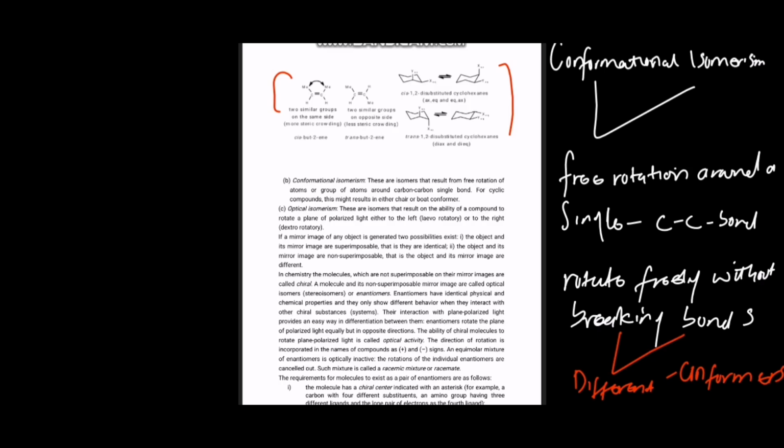Alright, now for the example. Let's use ethane as an example to explain the conformational isomer. In order to explain it, we can look at ethane in two main forms. Please take a look at this. Number one, we can look at it as an eclipse conformation.